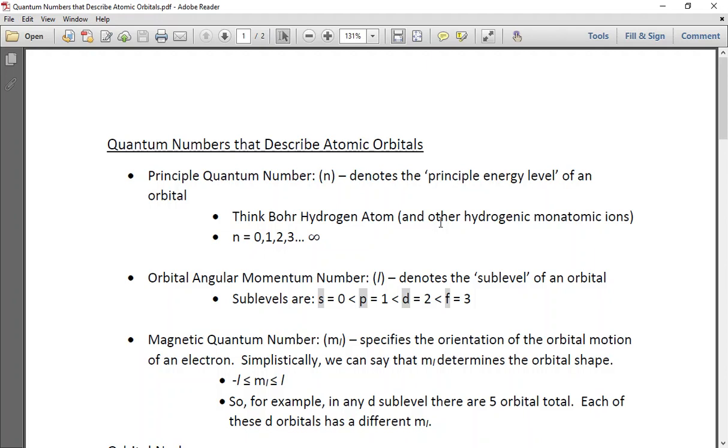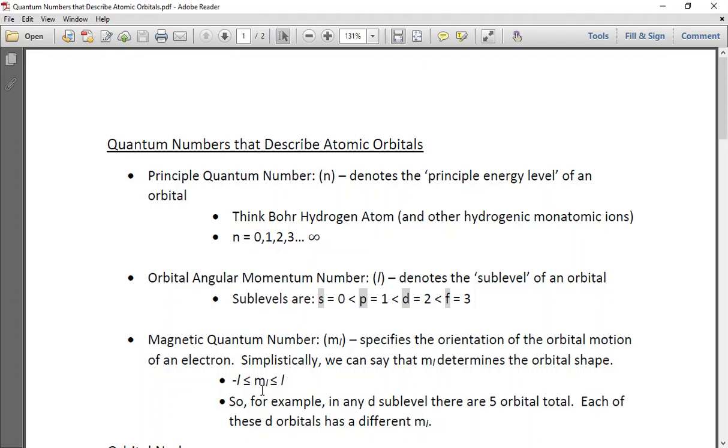m sub l, the magnetic quantum number, can take any integer value greater than or equal to negative l and less than or equal to positive l. So for example, if we are talking about orbitals within the D sublevel, D has an orbital angular momentum number of 2, so m sub l can have 5 possible values: -2, -1, 0, 1, and 2.